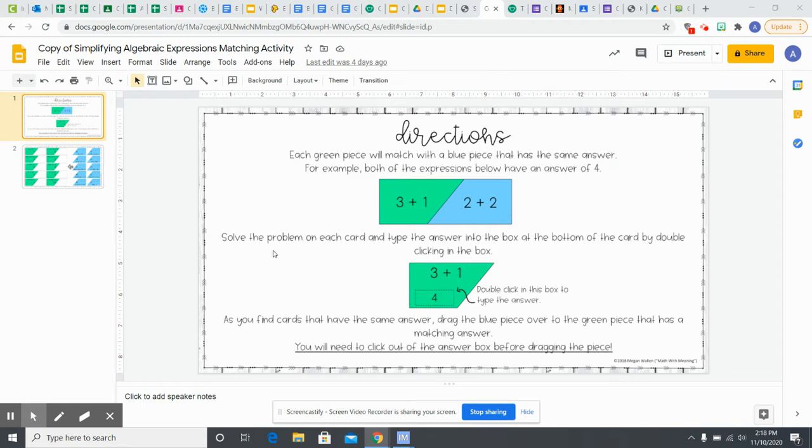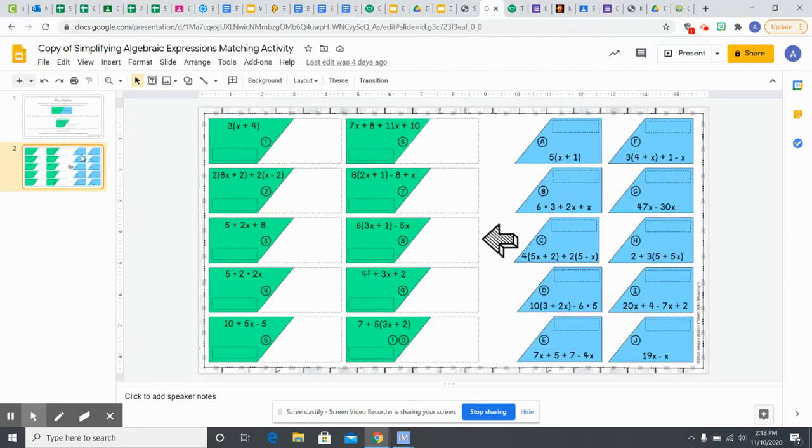So you'll have to solve the problem on each card and type the answer into the box at the bottom of the card by double clicking in the box. And you all know how to do that. We've done plenty of these type of things where you double click in the text box. As you find cards that have the same answer, drag the blue piece over to the green piece that has a matching answer. You'll need to click out of the answer box before dragging the piece. Okay, so let's go on over.